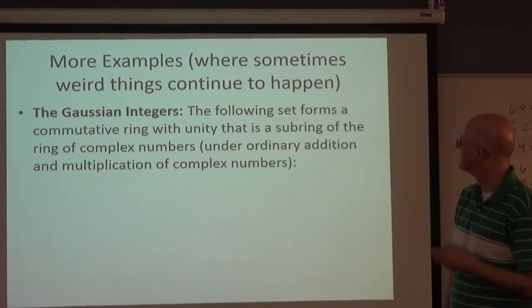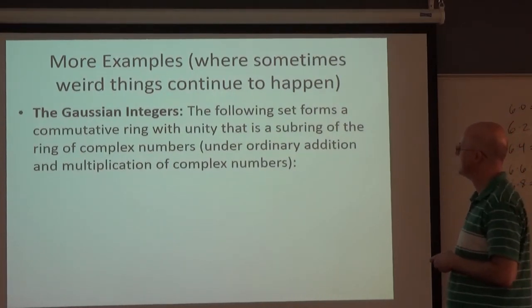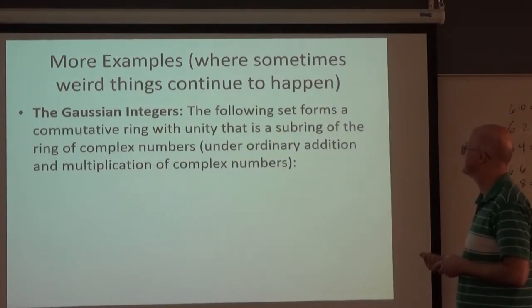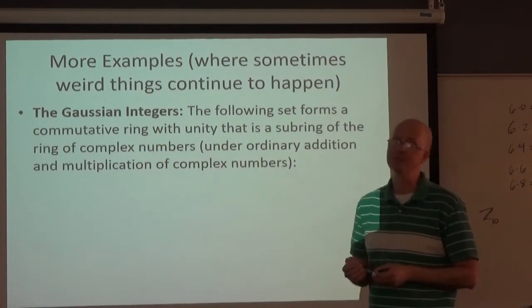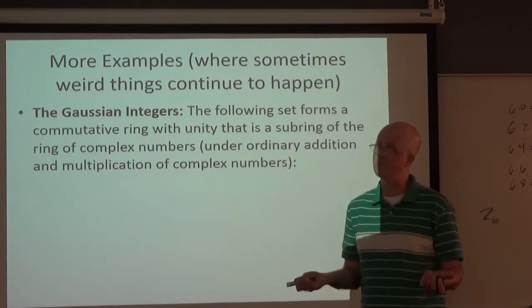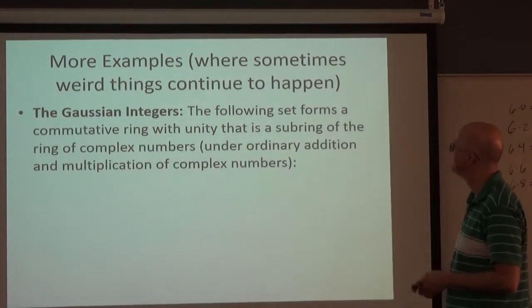Real quick, I think this is the last slide. Something called the Gaussian integers you should become familiar with. The following set forms a commutative ring with unity that is a subring of the ring of complex numbers. Complex numbers form a ring, and so do the real numbers and the rationals. You might say kind of boring rings, nothing too weird's happening, but they do form rings.